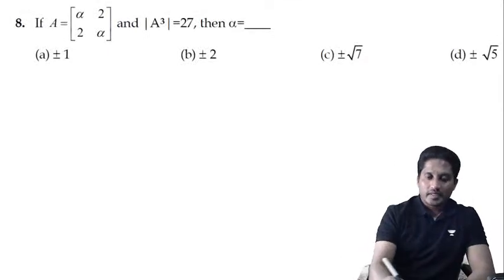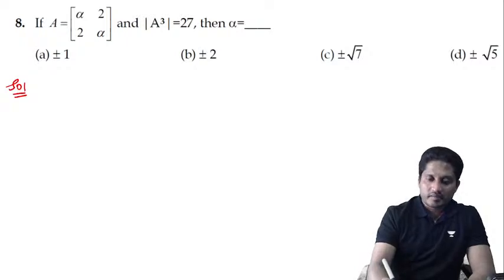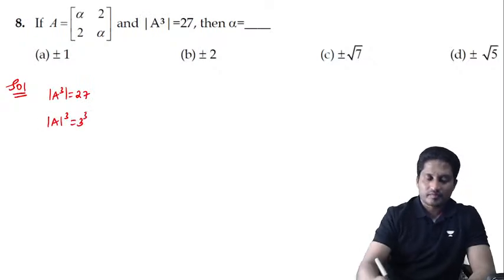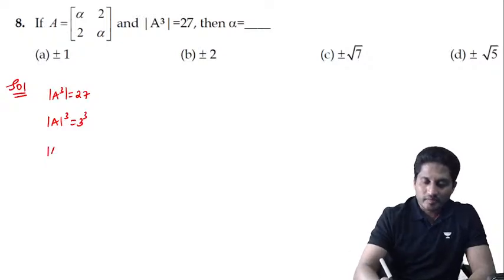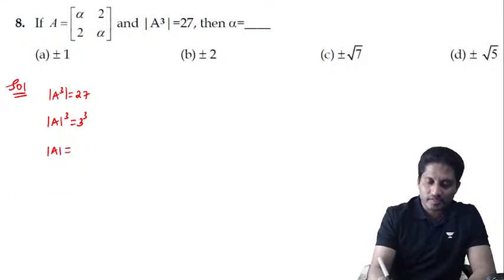Okay, question number 8. A is equal to the matrix given. Determinant of A cube is 27, right? The determinant of A cube is 27 means this is same as determinant A whole cube is 27, right? 3 cube, right? So determinant A is equal to 3. Determinant A cube is equal to 27, determinant A is equal to 3.